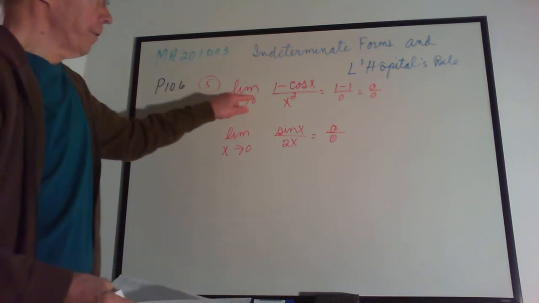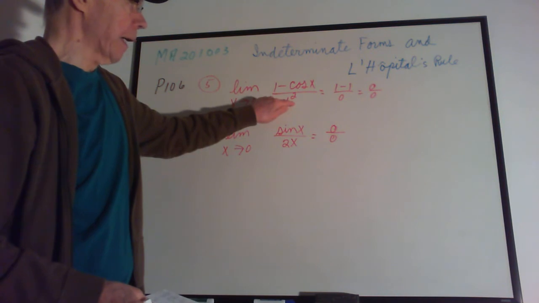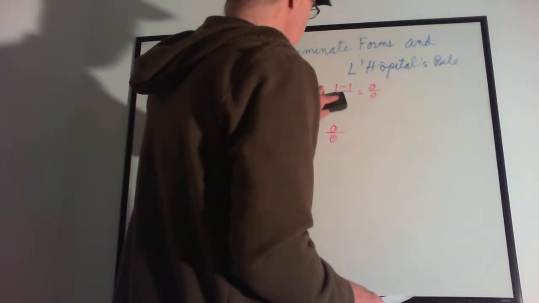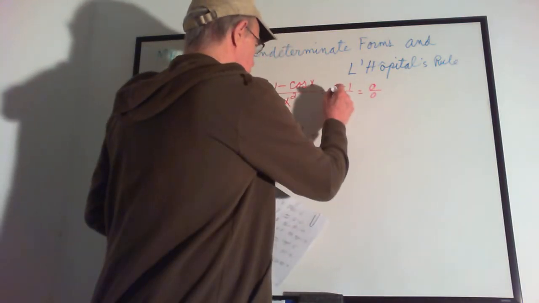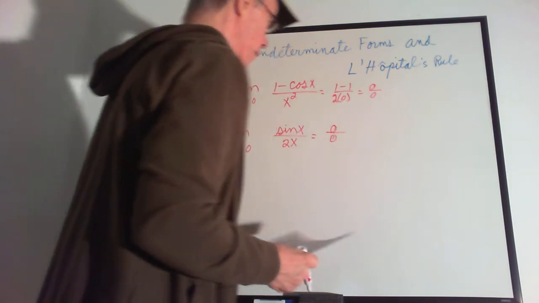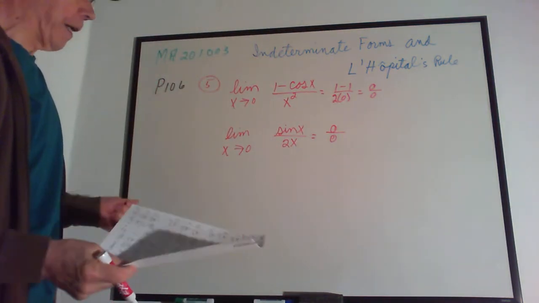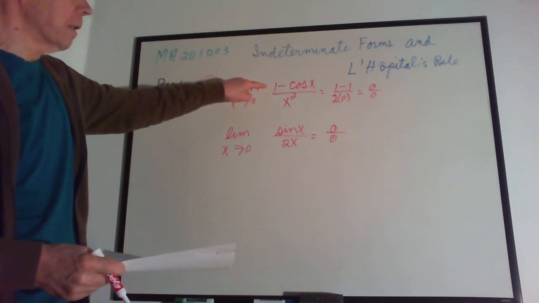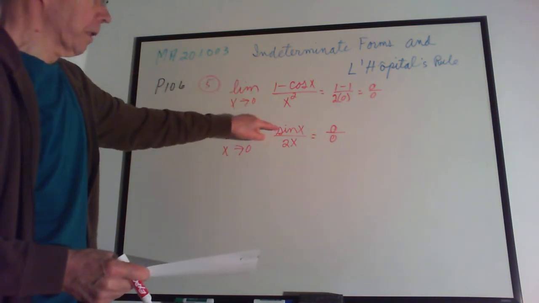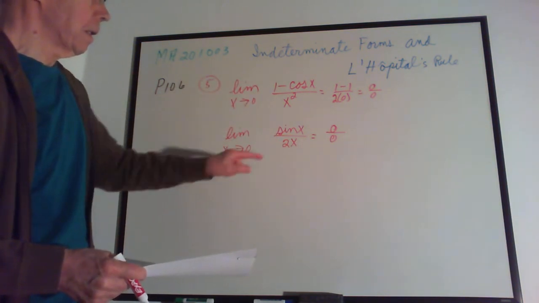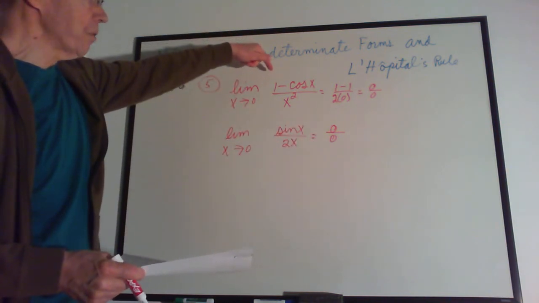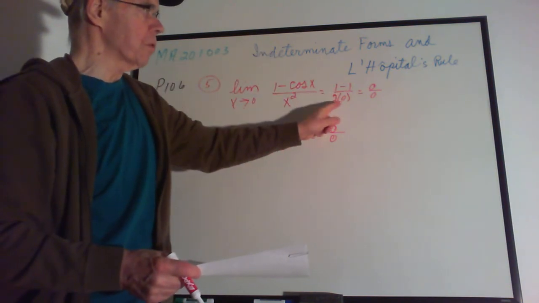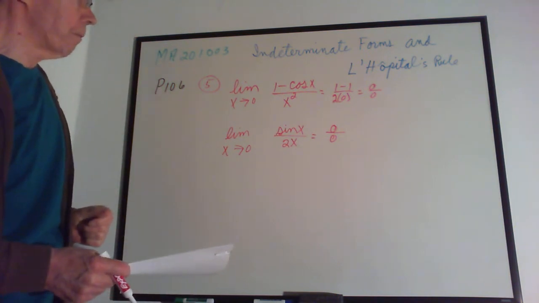All right, so for 1 minus cosine x over x squared, plug in 0. Cosine of 0 is 1, so 1 minus 1 is 0, and 2 times 0 gives you 0 over 0. That's your indeterminate form. Did I say this was the derivative? What I meant was you plug in the 0. 1 minus 1 over 2 times 0 is 0 over 0.